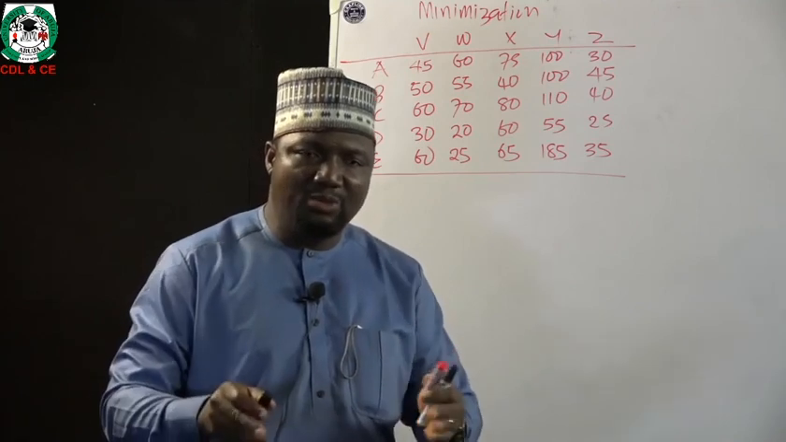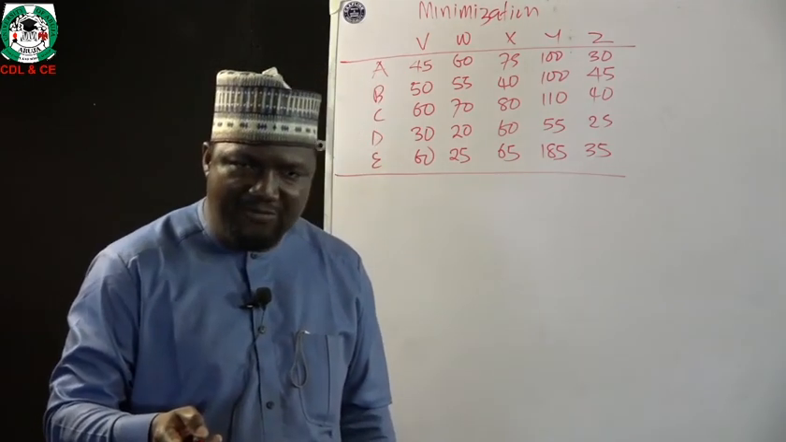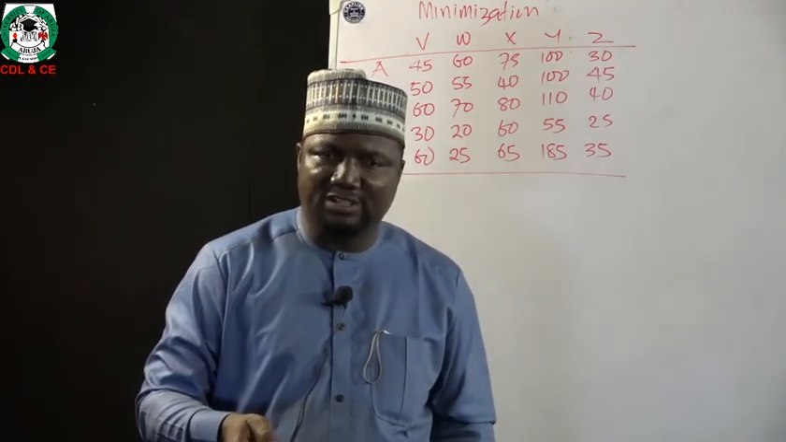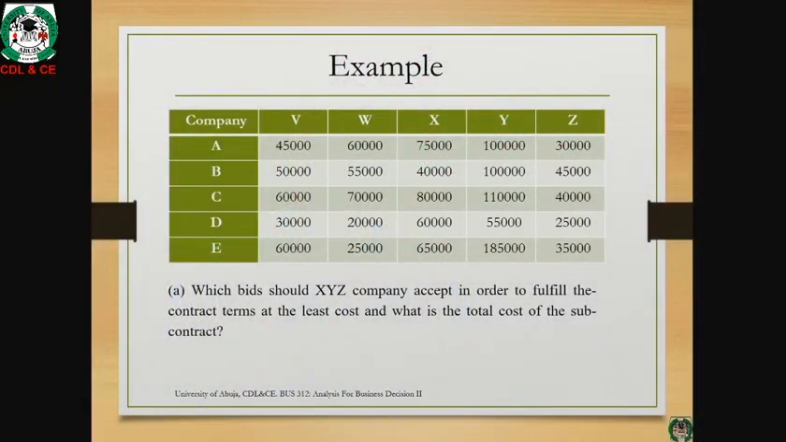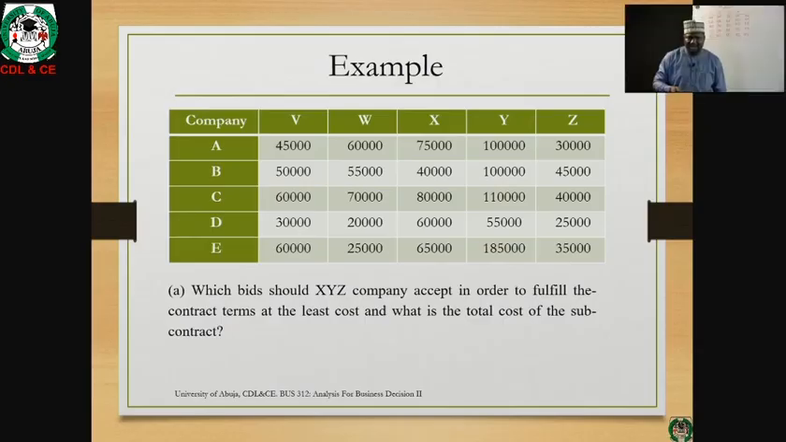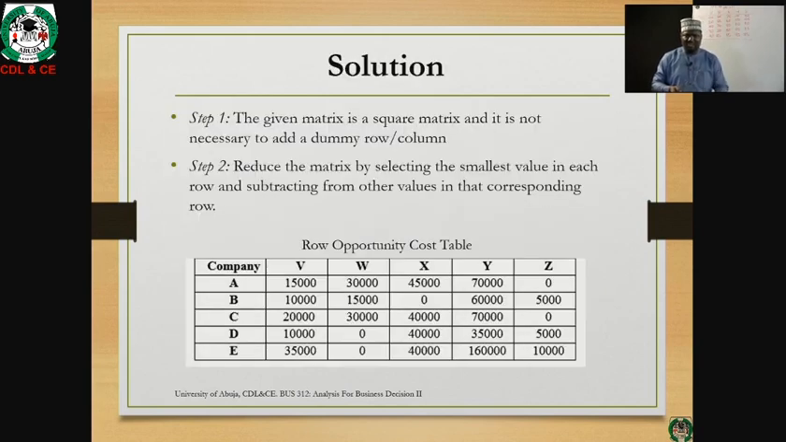As far as the assignment model is concerned, you look for the smallest number. Check the previous table: the smallest number row-wise on each row, then you subtract that smallest number from each row correspondingly. That will give us this table termed the row opportunity cost table. That is step number 2.